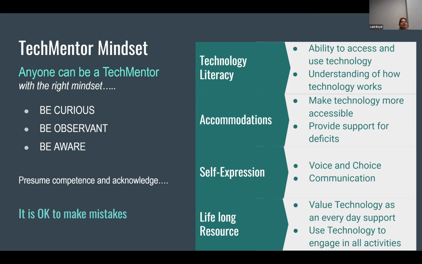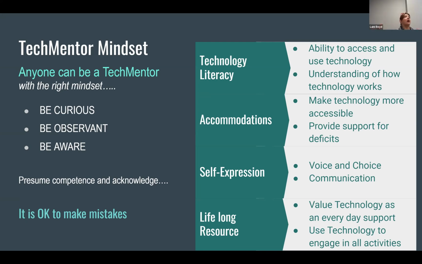We gotta build technology literacy. So if you wanna be a tech mentor, you've gotta know a little bit about technology, right? A little bit. It means you need to know how it works, but I don't need to know how the data gets from North Dakota to my phone. I don't need to know anything about that. I just need to know how it works, how to use it.